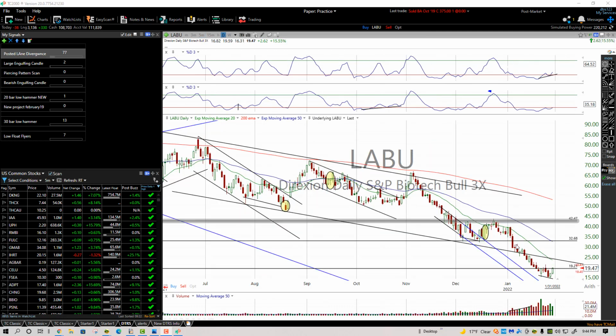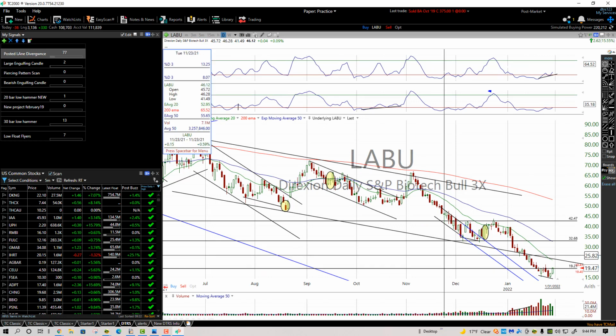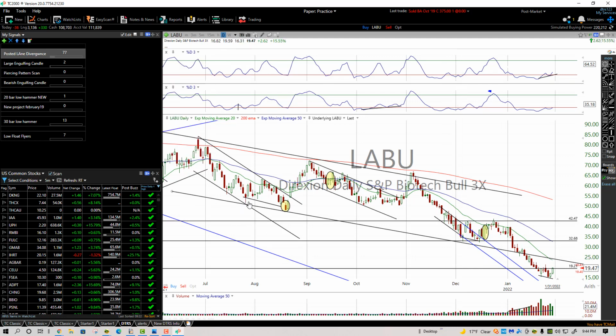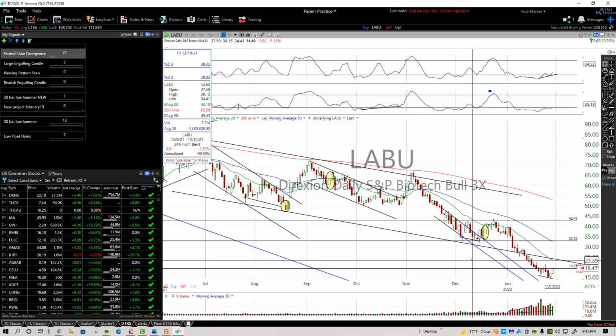So our target here on LABU, not a bad one. I mean, we could look at 19. I would say we get up to about 23, where that 20-period moving average is, and that's what we call a retracement trend line. This is a nice 1, 2, 3 pattern here: from this down to here, back up to here, come back down to here. Then we broke down through it, and now we should get back up to that level, right up around that 23 level.